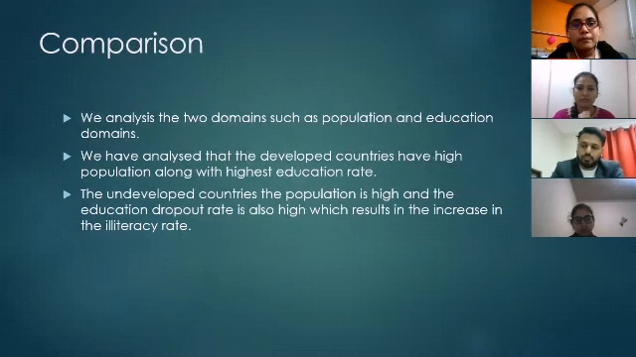Well, coming to the comparison, we have compared 2 domains, population and education. We analyzed that the developed countries have a high population and also the highest education rate. And for the underdeveloped countries, the population rate is high, but the education dropout rate is high, which results in an increase of the illiteracy rate in the country.